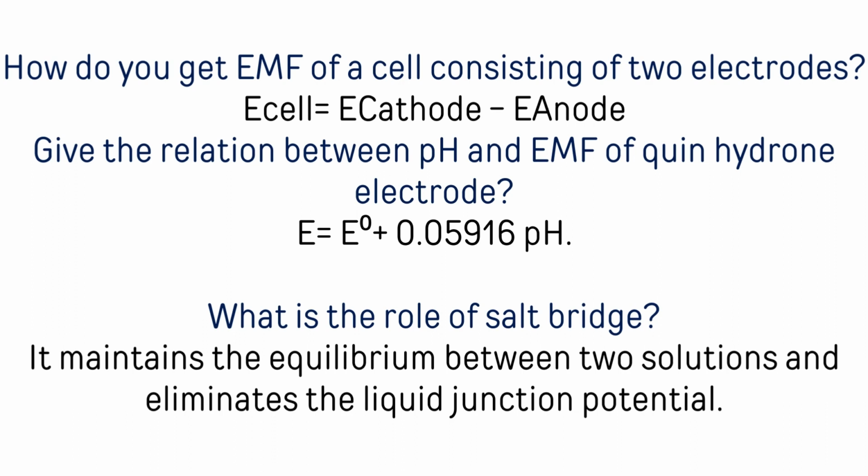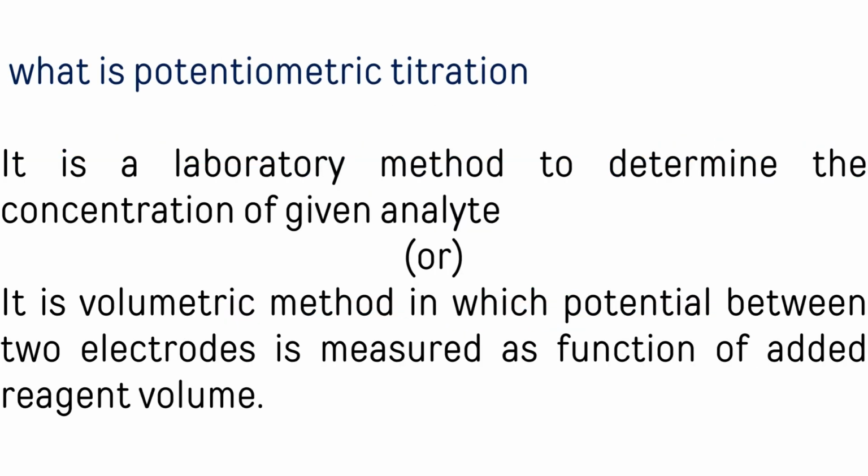What is the role of salt bridge? It maintains the equilibrium between two solutions and eliminates the liquid junction potential. What is potentiometric titration? It is a laboratory method to determine the concentration of a given analyte. It is a volumetric method in which potential between two electrodes is measured as a function of added reagent volume.